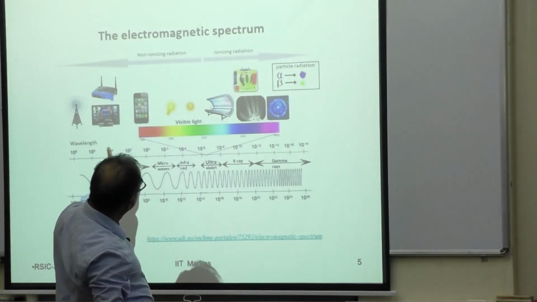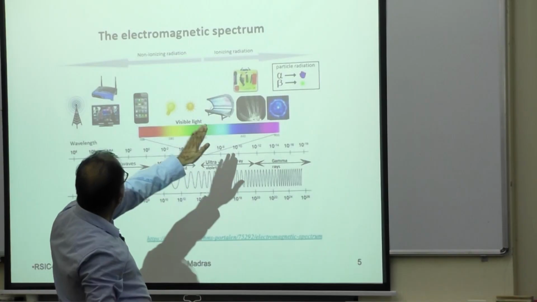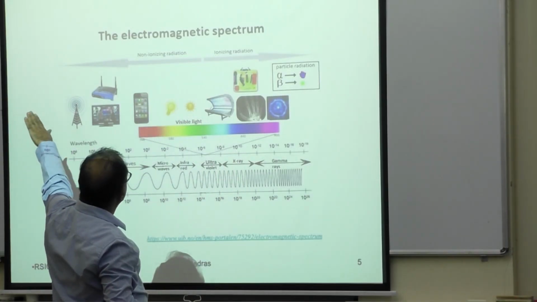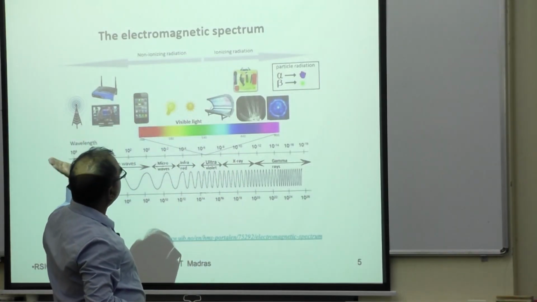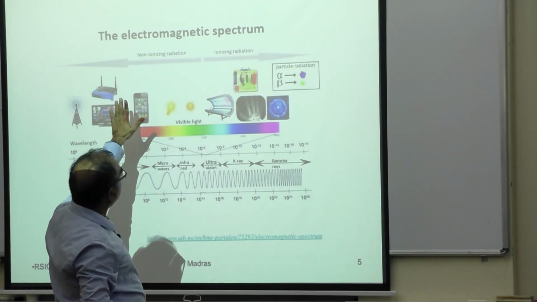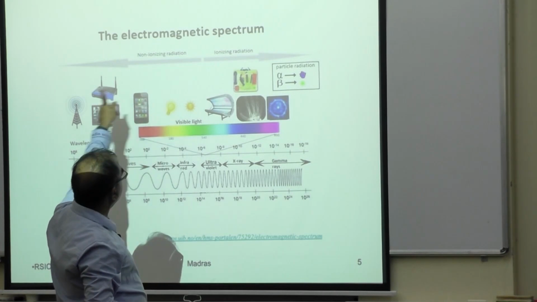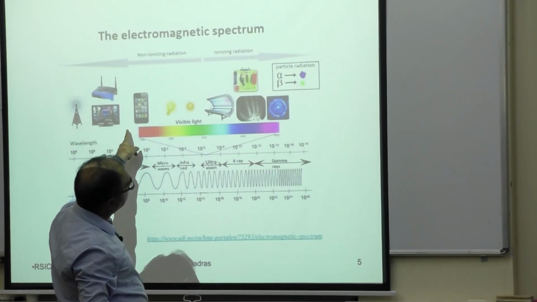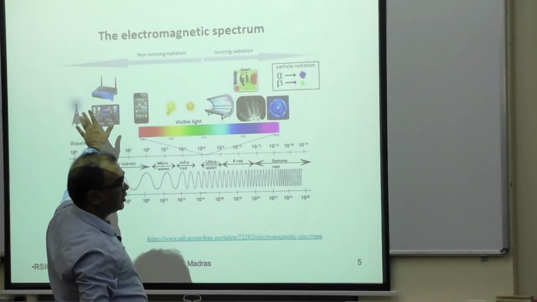There are some ionizing radiations, and some non-ionizing radiations. So if you keep your mobile phone near your pillow at night, it's not going to ionize your brain, because it is non-ionizing radiation. That's what is working there, irrespective of who says what.